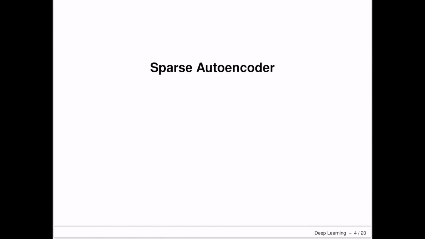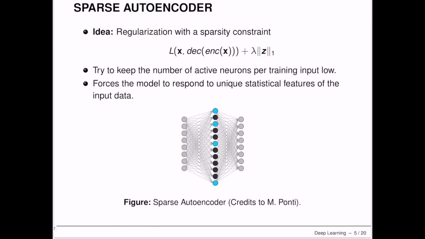Let's first look at sparse autoencoders. As I already said, for sparse autoencoders, we would like the code, or the latent representation learned, to be sparse. That is, given some input x, we would like only a few of the hidden neurons to be activated, shown here in blue, for example. So the number of active hidden neurons per training input is low. This would force the model to respond only to unique statistical features of the input data.